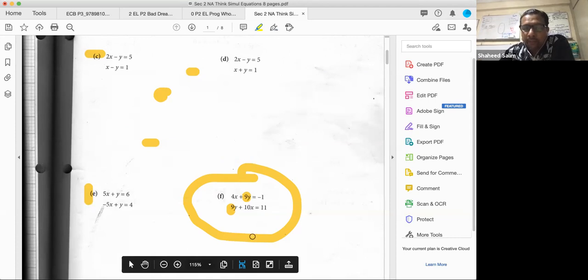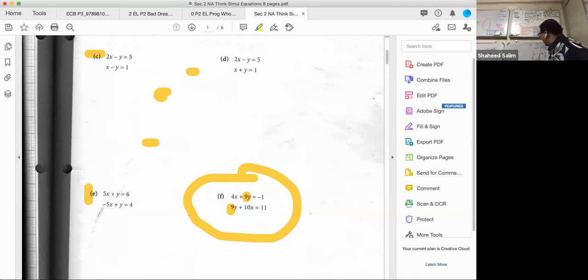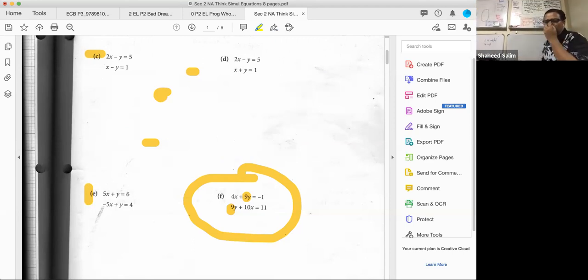Then you substitute now. So which one do you substitute? Anyone, it doesn't matter, but you choose whichever is easier. In this case, it's 9y. I just take the second one, 9y plus 10x equals 11, because I don't like minus numbers.